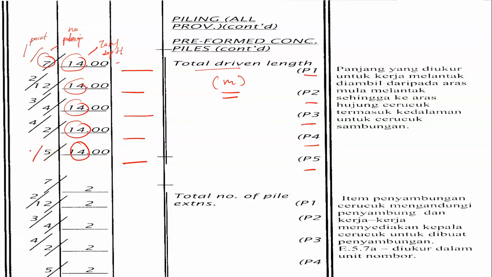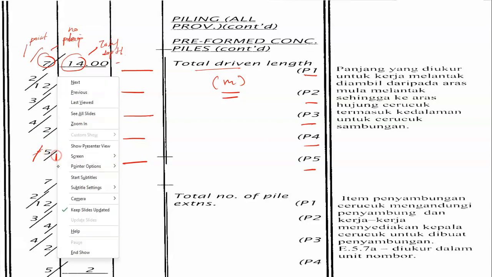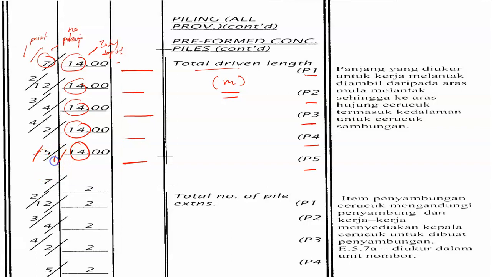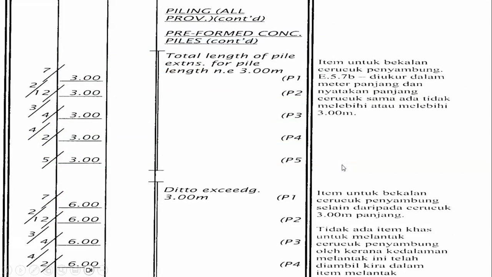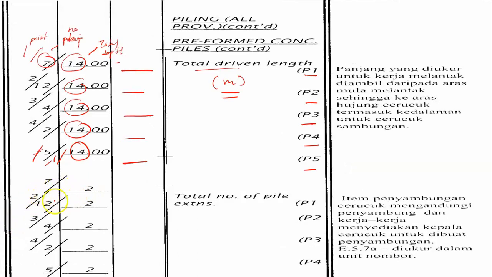Also, we have 1 point. Basically we just have one type, one pile cap. For type P5 we have only one single pile cap. If you already understand, when we times with 1, it will equal the same. 5 times 1 is 5. 7 times 1 is also 7. Right. Next, we want to get the total number of pile extensions.